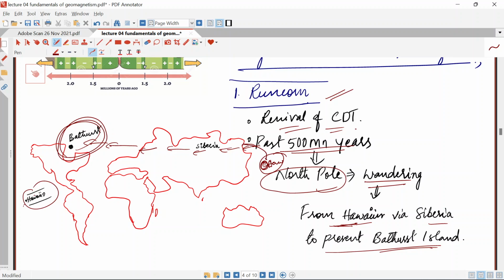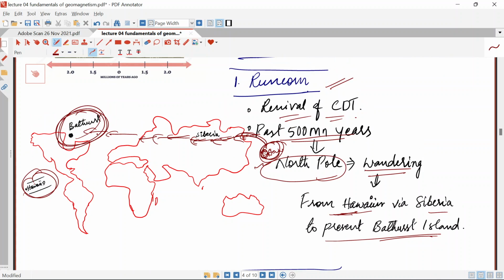So if you consider this Earth map as a round globe, then you will see that the Hawaiian Islands are present on the opposite side. So here, this is the opposite side. The Hawaiian Islands are present here. So if this travel took place from Siberia, that is the Russian area, from Russia to the present Bathurst Island, then this postulation or observation made by Runcorn was false. We'll see why it was false at a later stage.